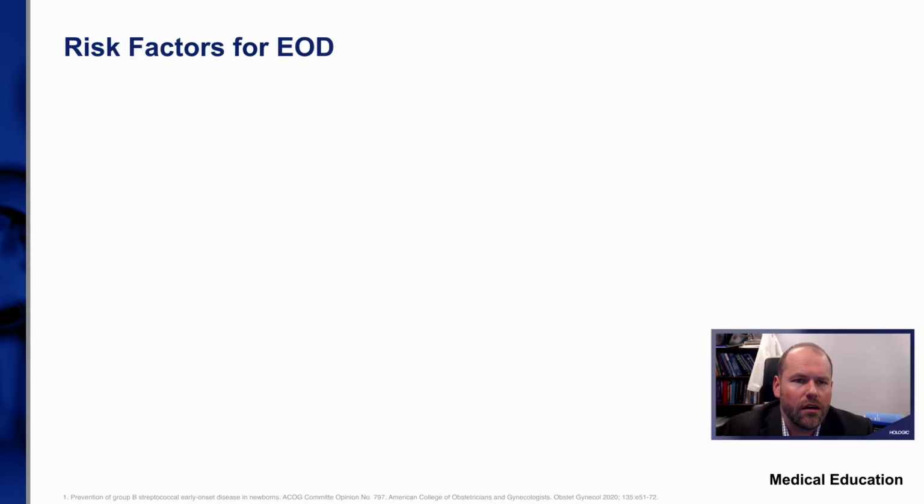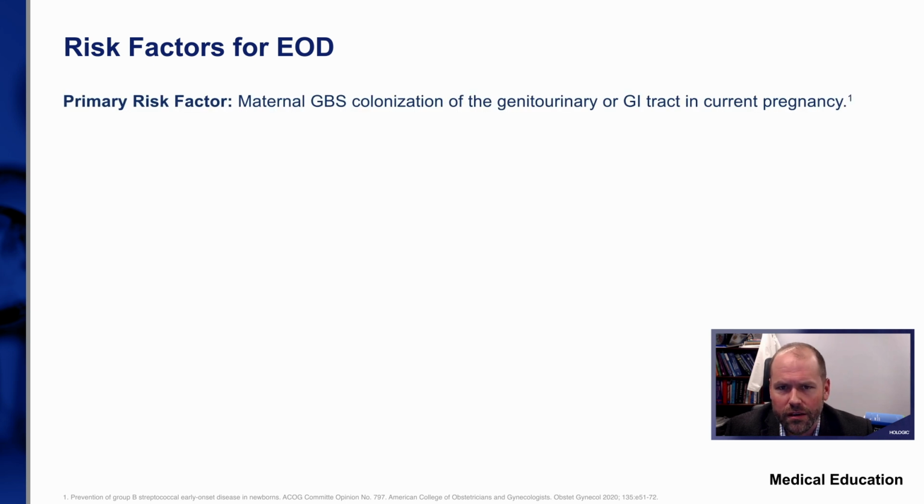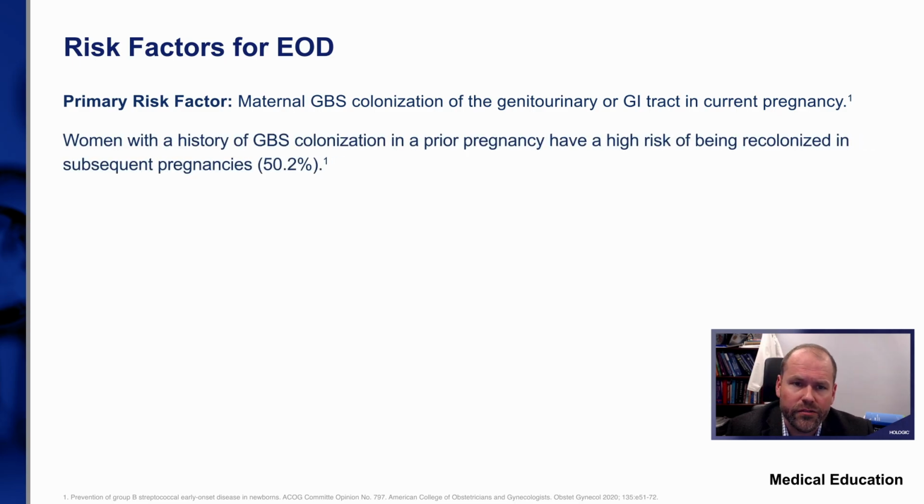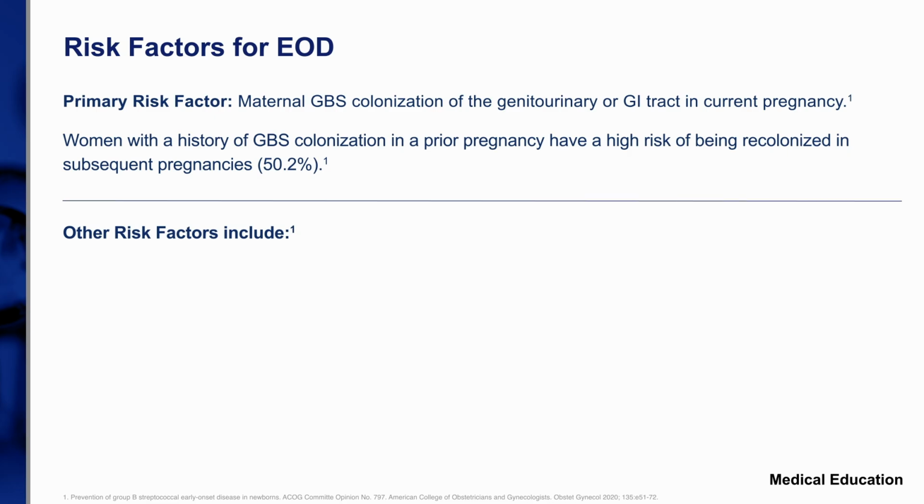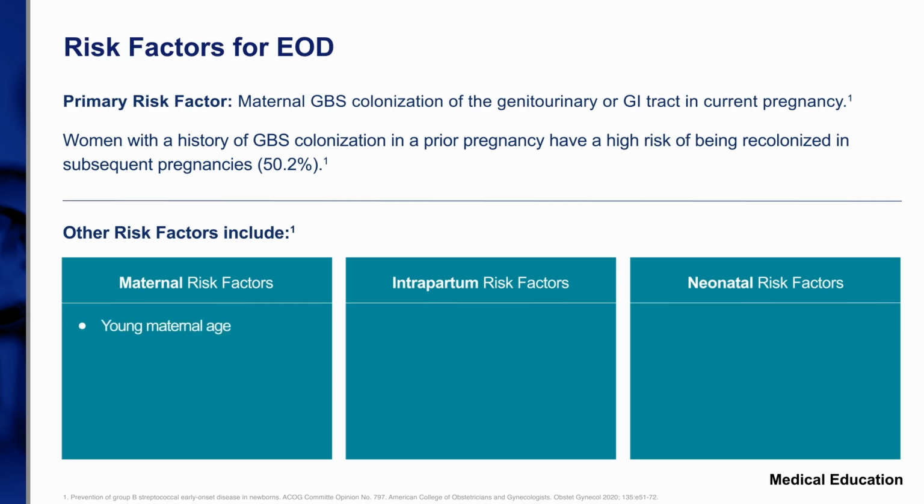When we focus on risk factors for early onset disease, the primary risk factor is maternal colonization of the genitourinary or GI tract in a current pregnancy. Importantly, women with a history of GBS colonization in a prior pregnancy have a higher risk of being recolonized in subsequent pregnancies, with about 50% of women thought to be recolonized. Other maternal risk factors include young maternal age, maternal black race, a previous child with early onset disease, or group B strep bacteriuria at any time during pregnancy.